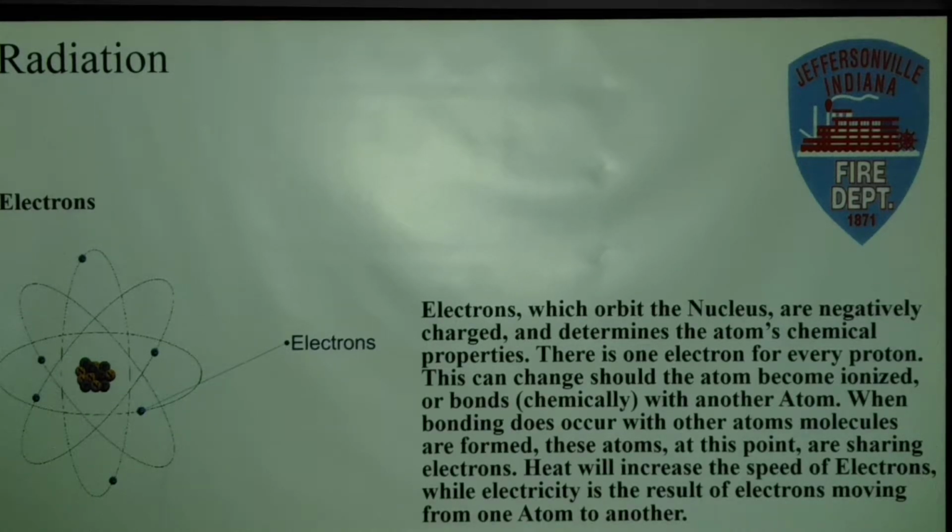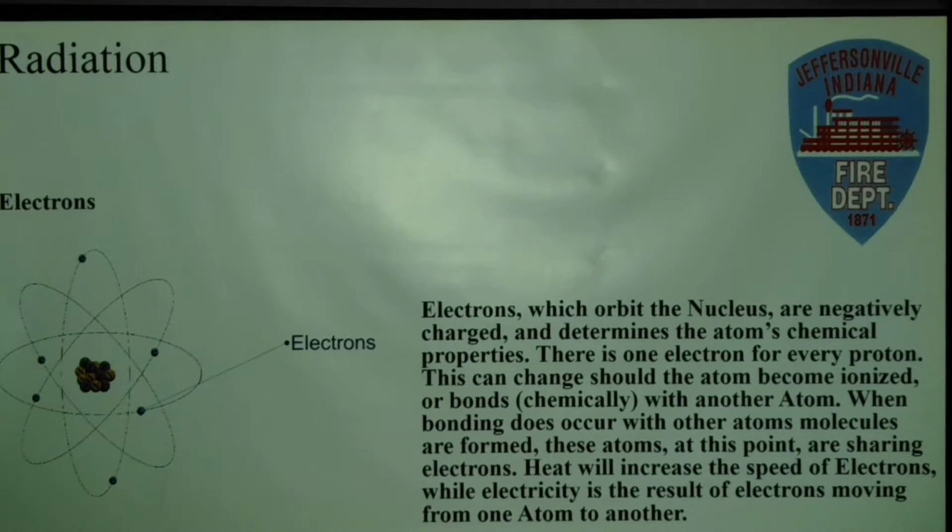Again, electrons orbit that nucleus and are negatively charged. The electrons determine the chemical properties of the atom. There is one electron for every proton. Now, this can change should the atom become ionized or bond chemically with another atom. When the bonding occurs, these atoms form molecules. At this point, these atoms are sharing those electrons.